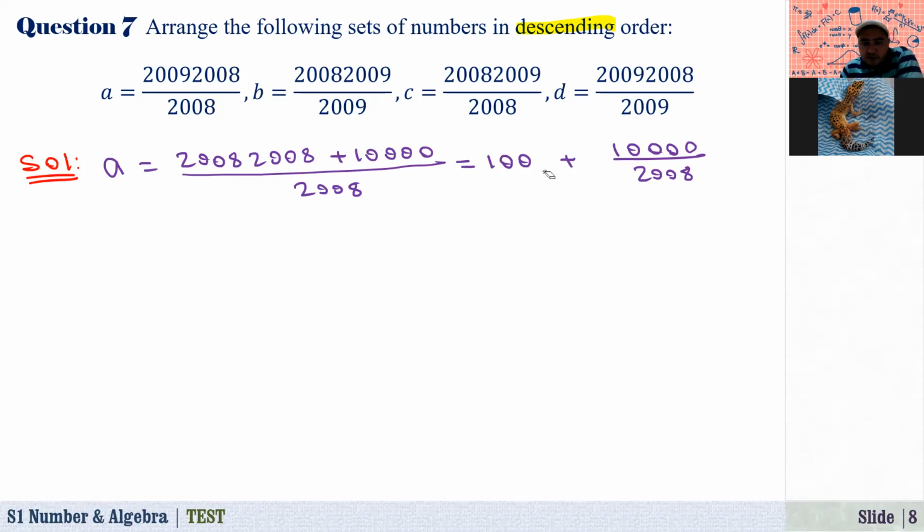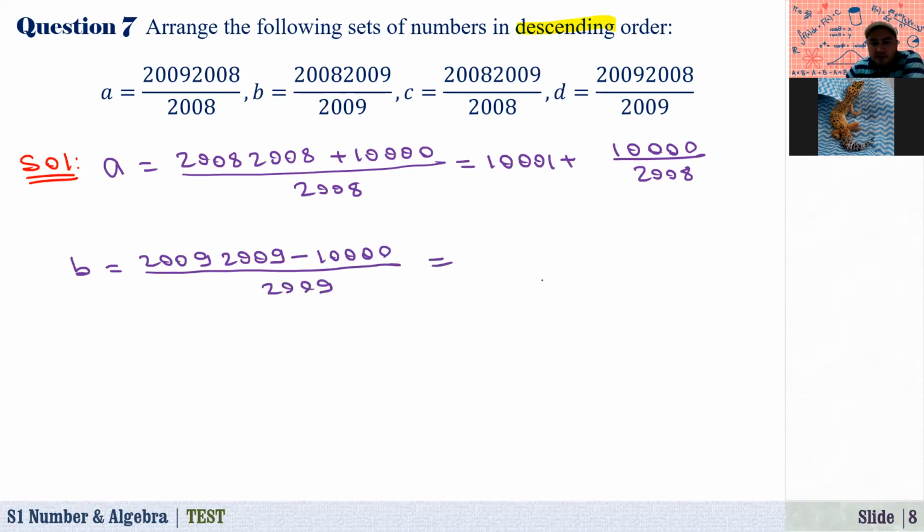And here we have 3 zeros, right? Because we have 10,000 here. In a similar way, the second one is B. B is equal to 2008, right? I can just write it as 2009, 2009. Now minus, because it was 8 here. So that's equal to minus 10,000 over, here we have 2009. So that's equal to, again, 2009 over this.